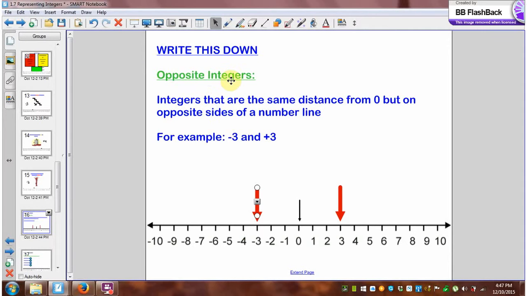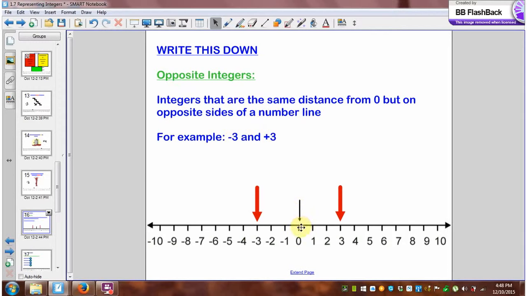Okay, so opposite integers are integers that are the same distance from 0, but on opposite sides of a number line. So I want you to write that down. And then I want you to quickly sketch your number line below this note and write down, for example, negative 3 and positive 3. So we can see negative 3 and positive 3, they're opposites.